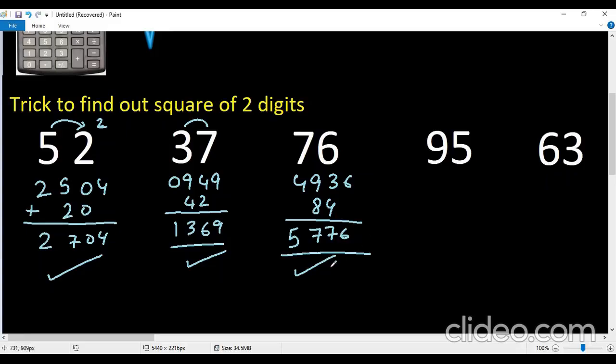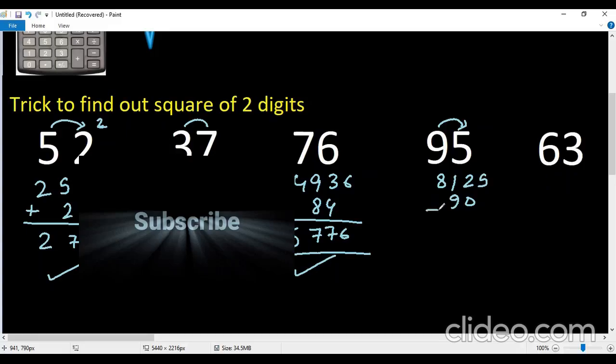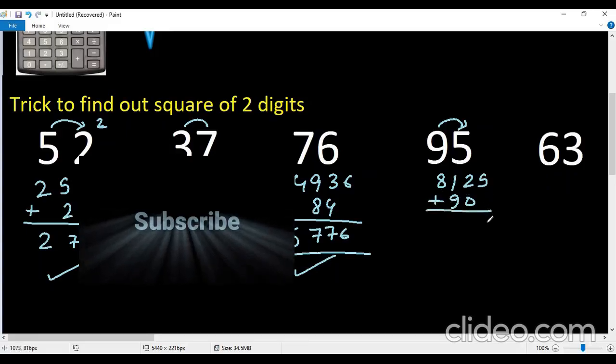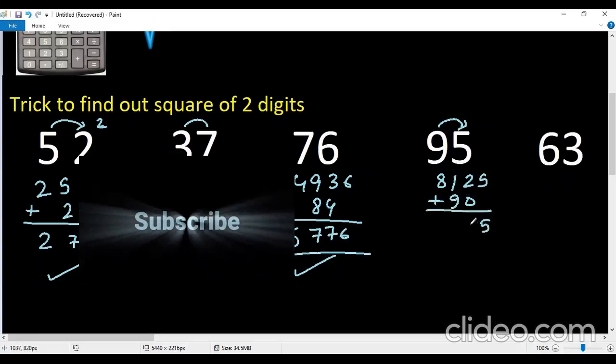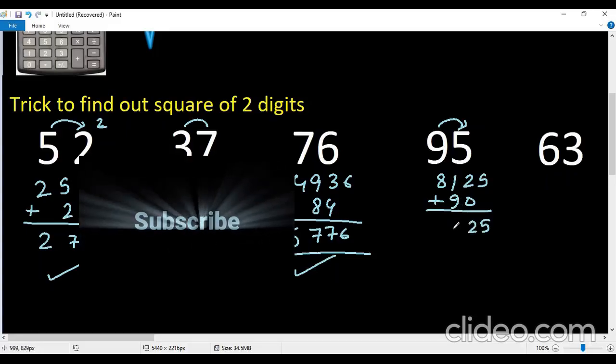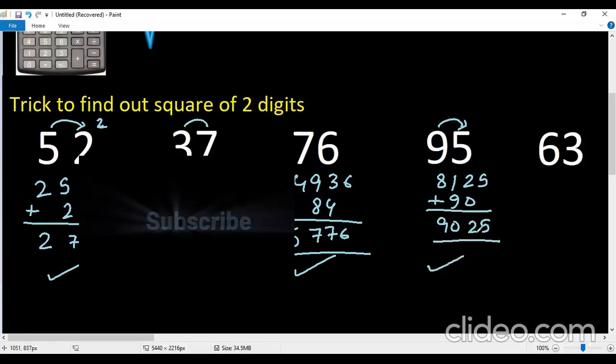Now when it comes to 95, 5 times 5 is 25, and 9 times 9 is 81. Now 9 times 5 is 45. Double of 45 is 90. You write 90 like this, and you add this together. You get 2, 5, 2, and 9 plus 1 is 10, and 9025 is your right answer. You can check using a calculator.